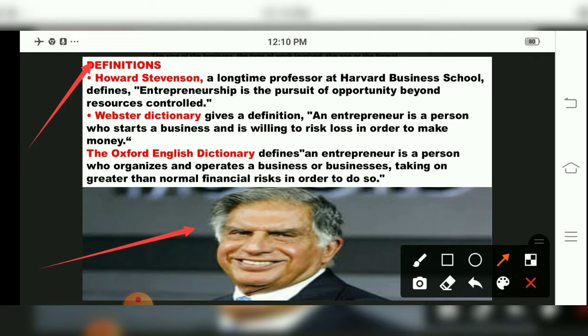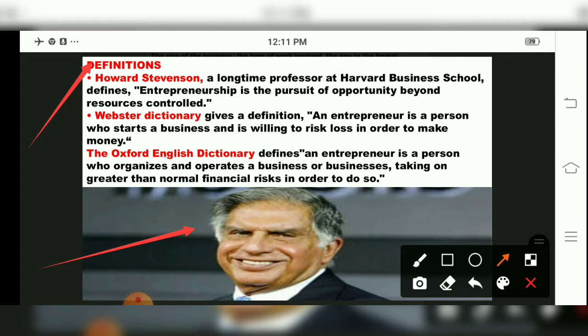So just a picture I put because we are studying entrepreneurship development, and by Tata's example, that Mr. Tata, a famous entrepreneur, we can know what are his skills, what are his qualities, how much struggle he faced in his life, how much hard work he has done, and now he has come to that respectable position where every Indian man salutes him. So this is Mr. Tata. Just an example, simple example I have given.